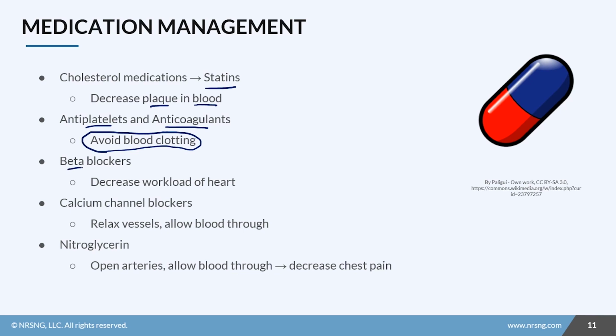Okay? Beta blockers help to decrease the workload of the heart. Calcium channel blockers help to relax the vessels and allow that blood to get through. And nitroglycerin helps to open the arteries and allow blood through, decreasing chest pain.